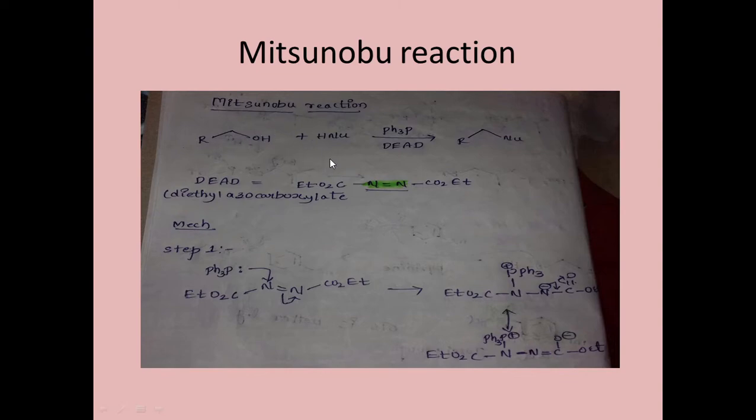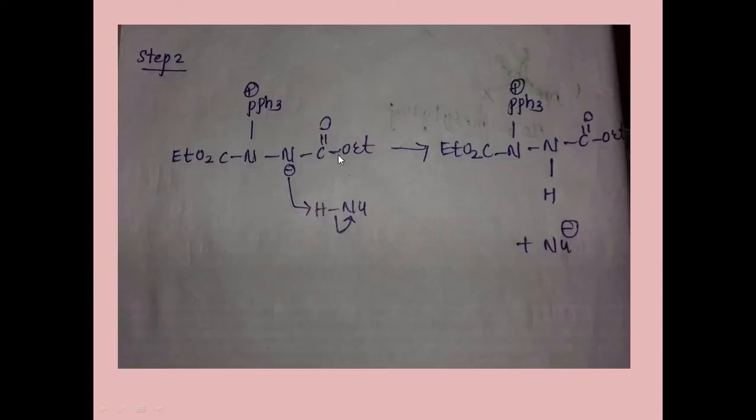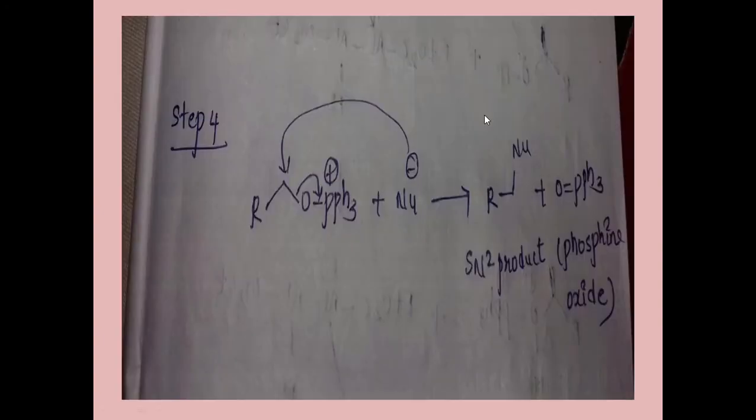For that we are doing this reaction, and these 4 reagents, 1 2 3 4, can be taken in one flask and the operation can be performed, and we'll get the SN2 product, that is R attached to the nucleophile, and these are the byproducts.